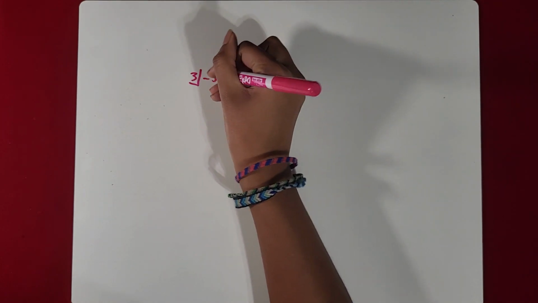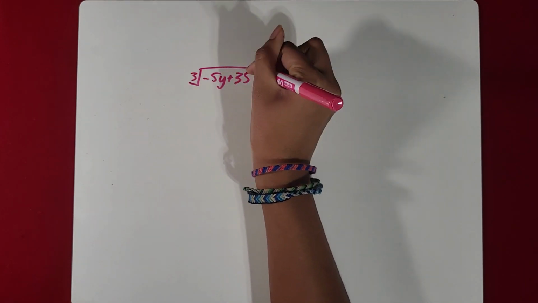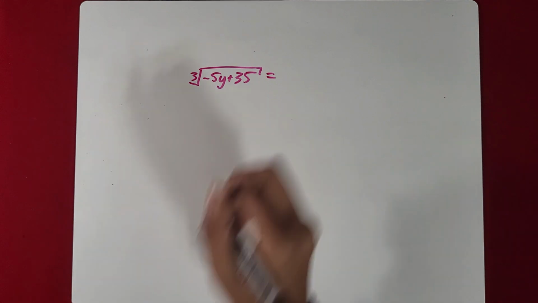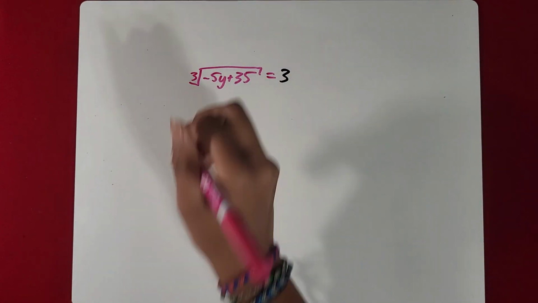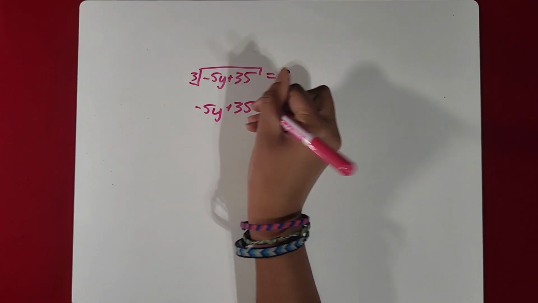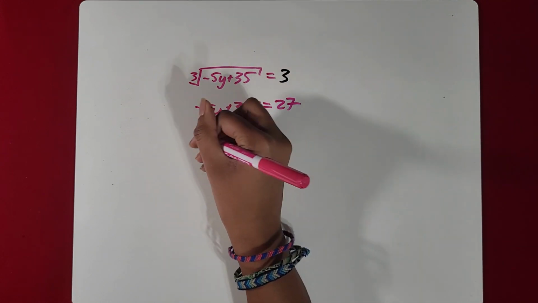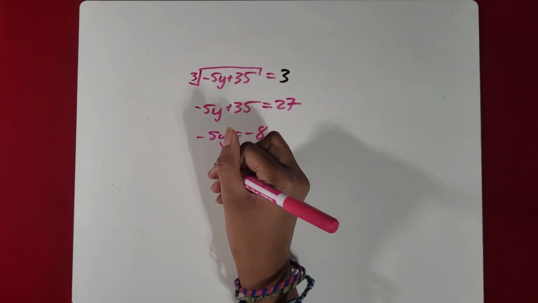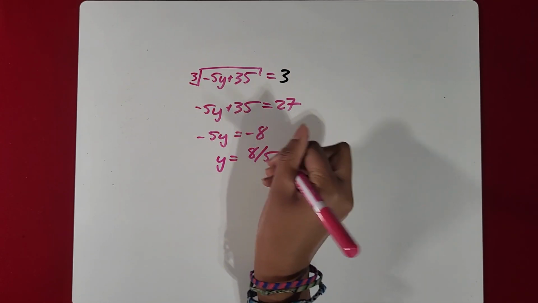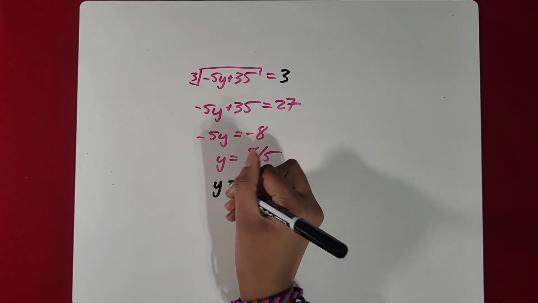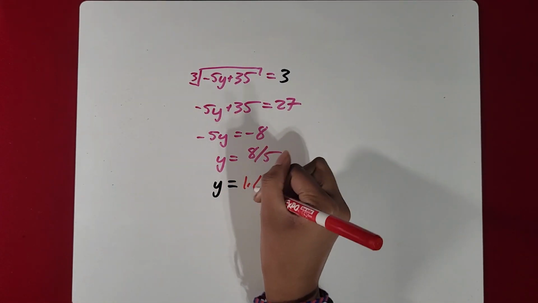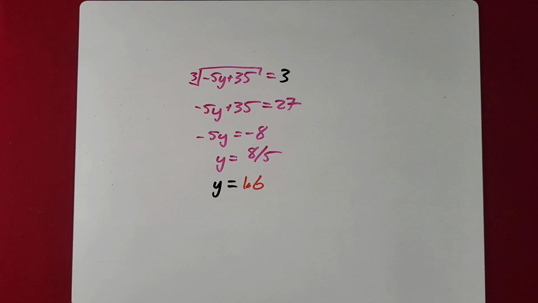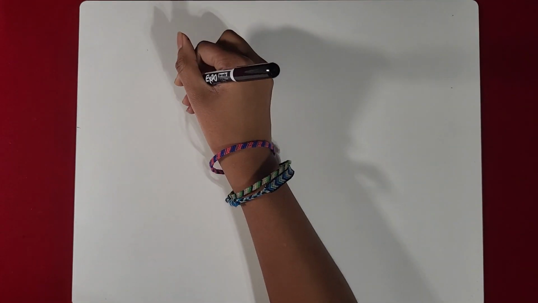To solve for the upper and lower bounds, we need to solve for y using the given equation of the cube root of negative 5y plus 35 equals 3. We will get a y value of 1.6. Our upper and lower bounds are 7 and 1.6 respectively.